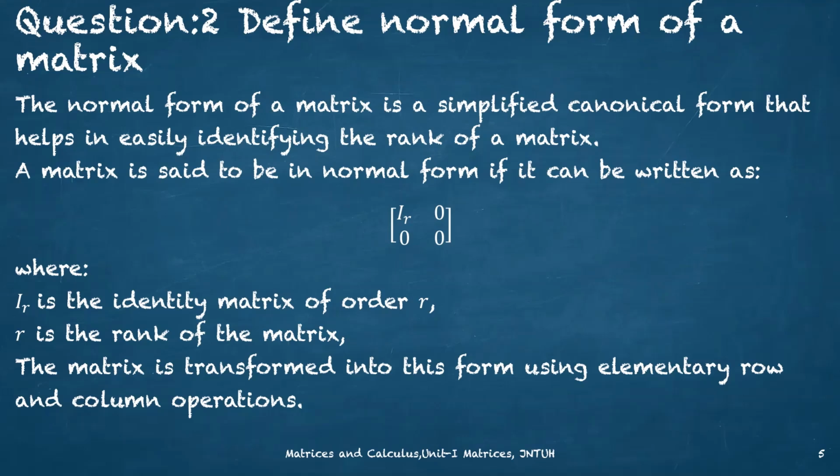Question 2. Define normal form of a matrix. Now let's understand what the normal form of a matrix means. The normal form is a simplified version of a matrix that helps us easily find its rank. A matrix is said to be in normal form if it looks like this. A block in the top left, that is an identity matrix of order R, followed by zeros everywhere else. In symbol form, it's written as a matrix with I sub R and zeros. Here, I sub R means an identity matrix of size R, and R is the rank of the original matrix. To convert any matrix into this normal form, we use elementary row and column operations. That means we can swap, scale, or add rows and columns as needed. Once in this form, the rank is simply the size of the identity matrix block.